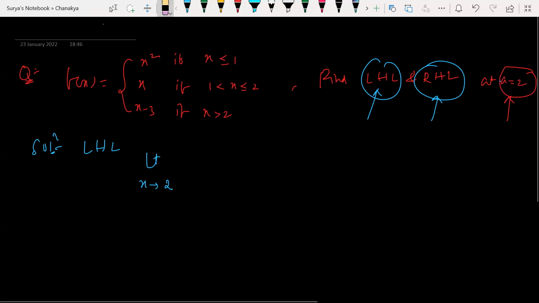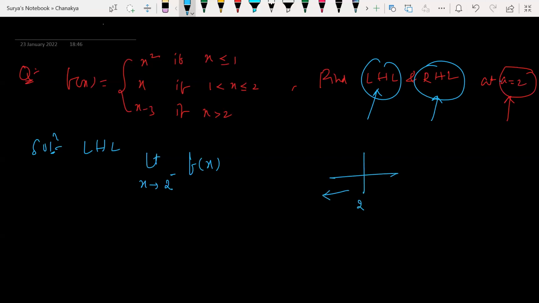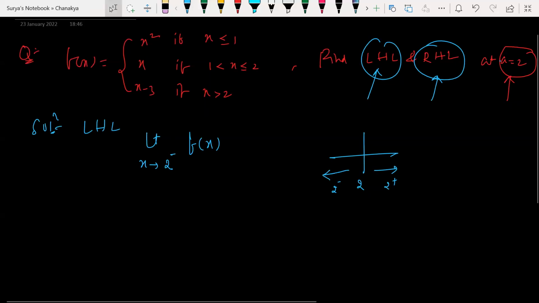Now if I take LHL, it is nothing but 2 minus. 2 minus is nothing but the left side values of 2. Look, I have 2 here. Left side values are 1.9, 1.5, 1, all those things. Right side values are 2 plus. Right hand side values of 2 give you 2 plus. Left side 0.1 to 0.2.